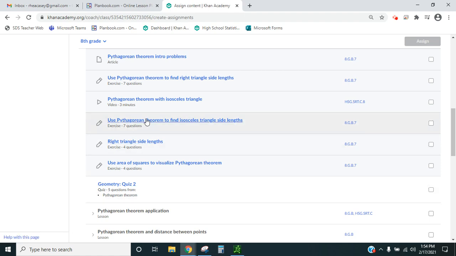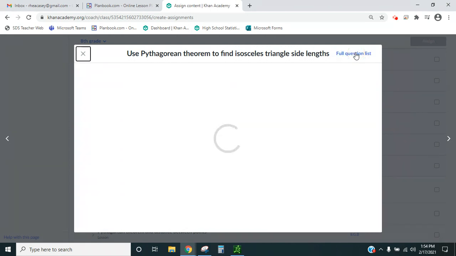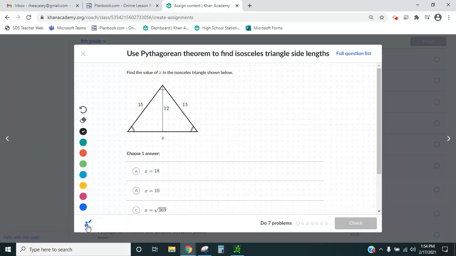All right, 3 assignments for today. Pythagorean theorem, to find isosceles triangle side lengths. So all these are going to be isosceles. These are going to look a little funky at first, right?